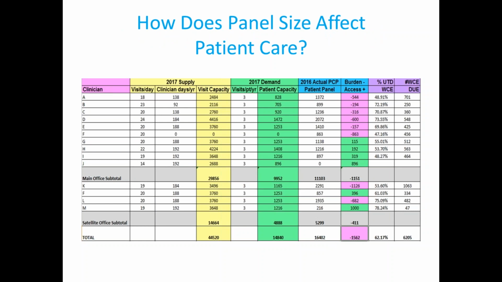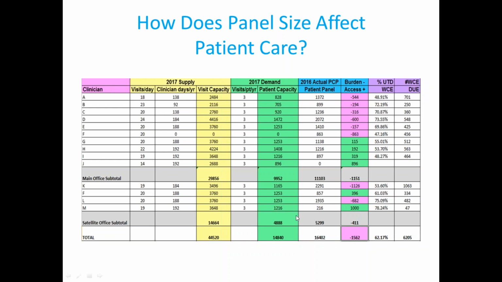So how does patient panel size affect patient care? It's no surprise that clinicians who have a supersized panel have trouble keeping up with well visits, chronic care visits, and acute visits for their patients. This chart shows the effect of panel size on the ability to keep up to date on well child visits. And we're defining up to date according to the Bright Futures periodicity schedule with an annual well child exam for ages 3 to 20. And we defined active patients as those with any visit in the last 2 years.